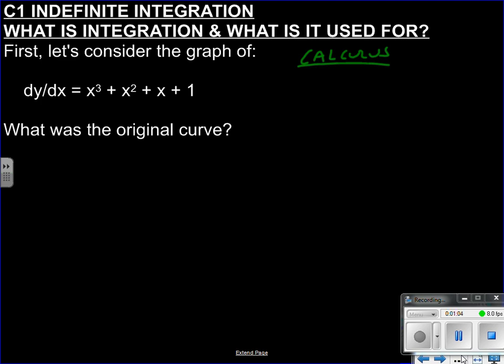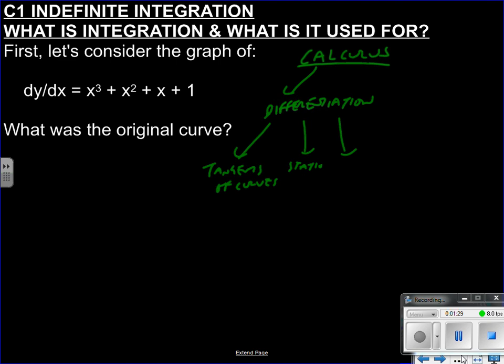Now, calculus came under two branches. One of them is differentiation, which we've already covered in a number of ways. In fact, this is a good thing to do then. So what did differentiation do for us? It found tangents of curves at a point. We used it to find stationary points and classify them. And then we also used it for optimization as well, didn't we? But calculus also includes what's called integration.